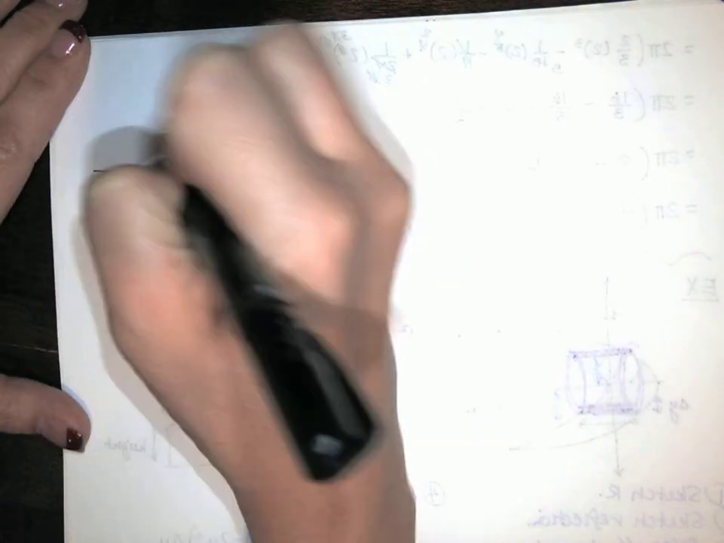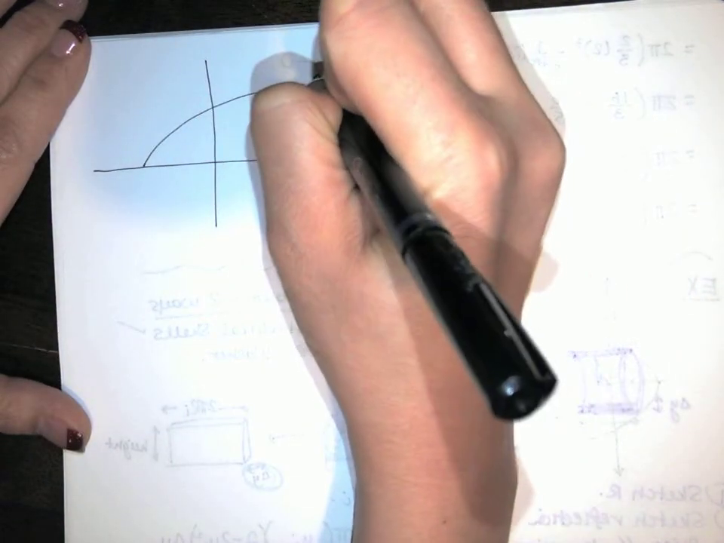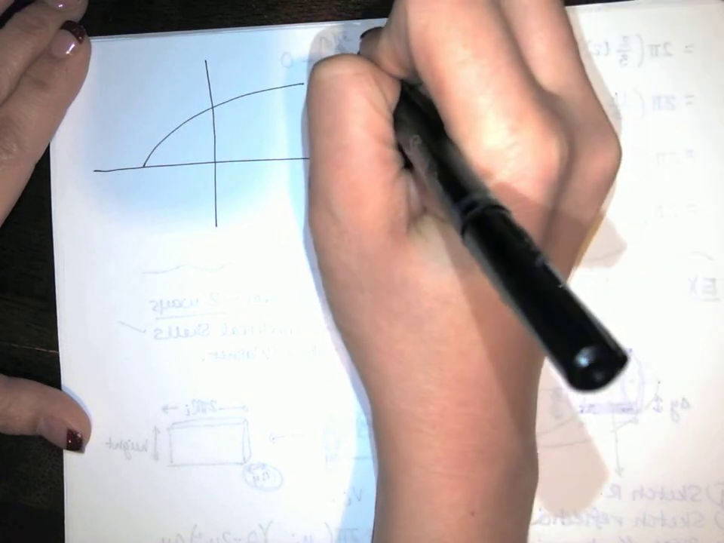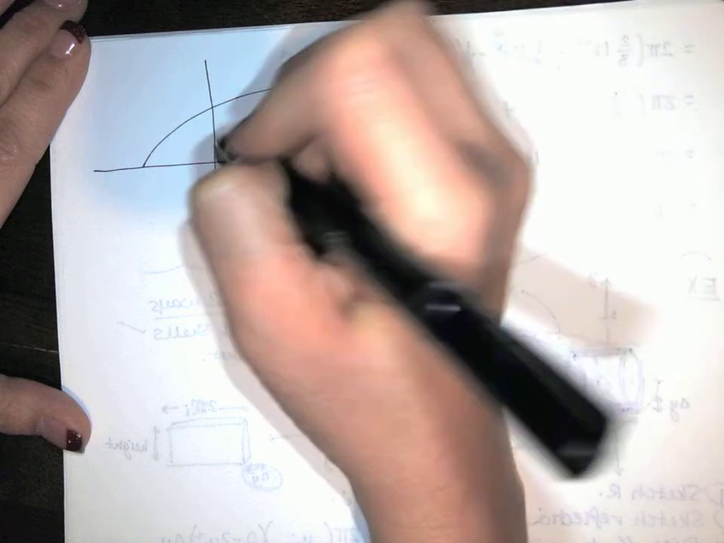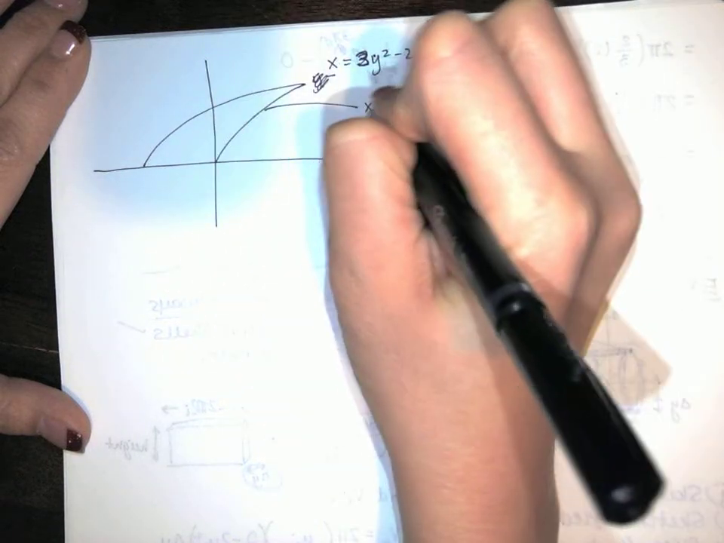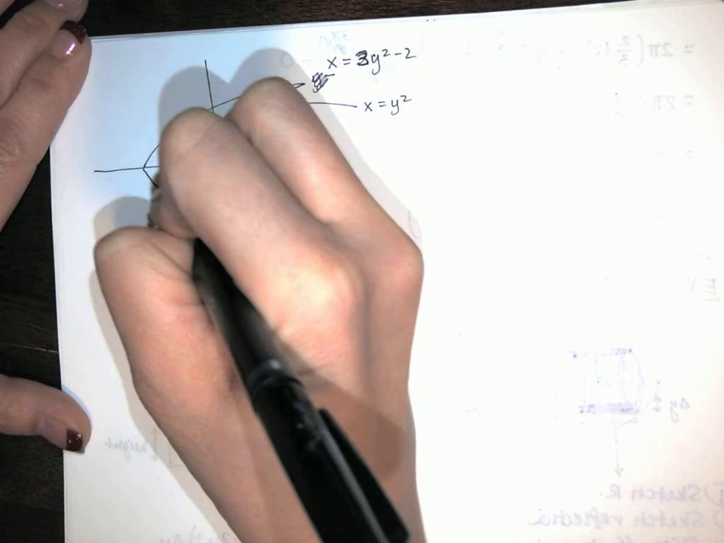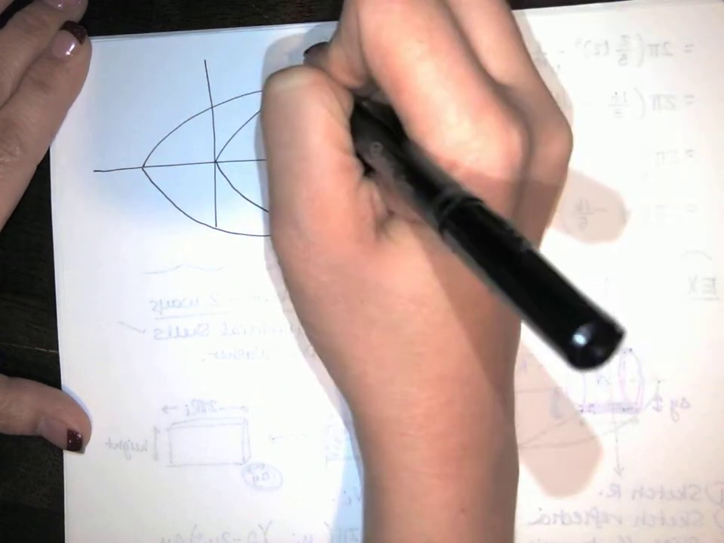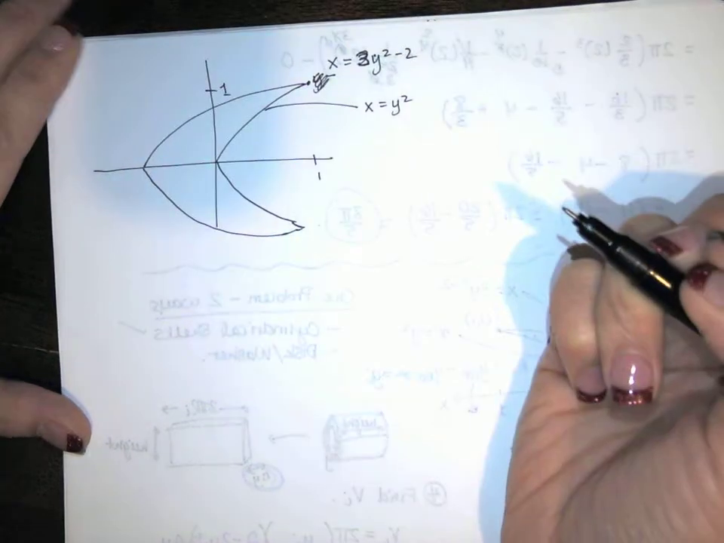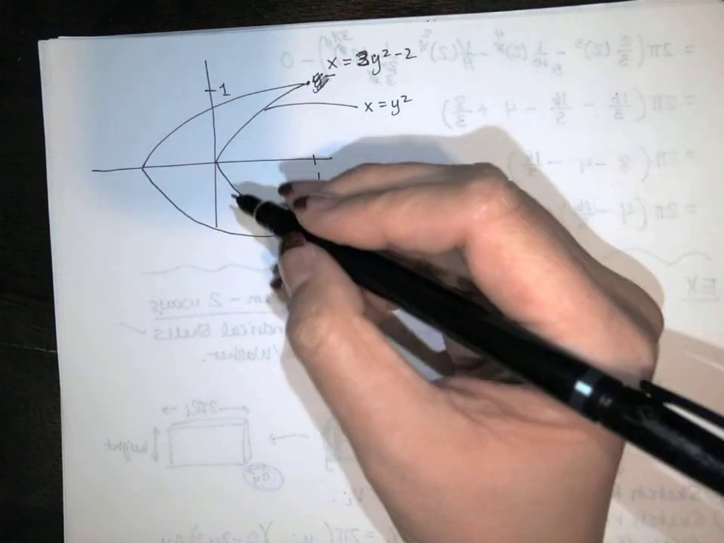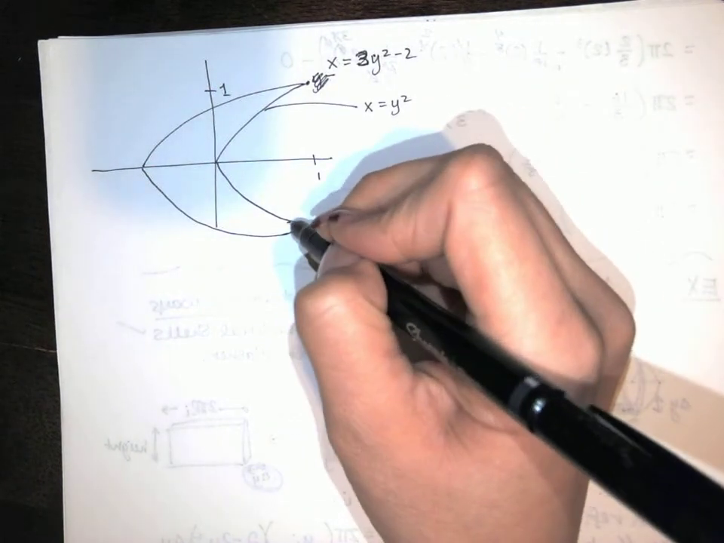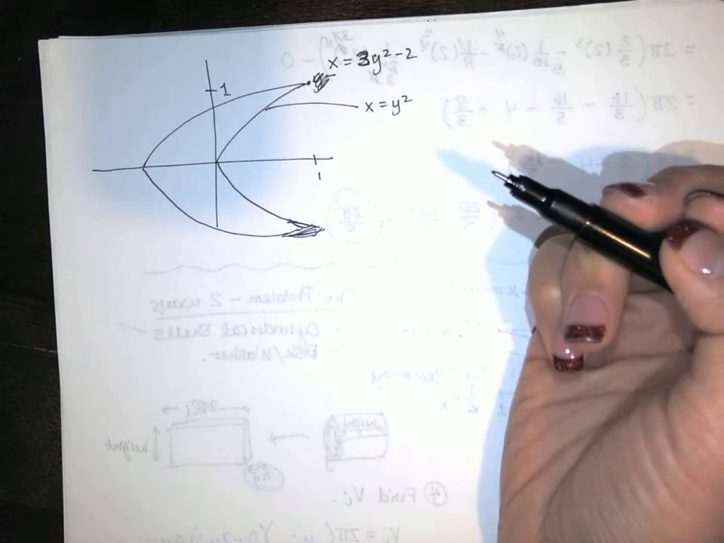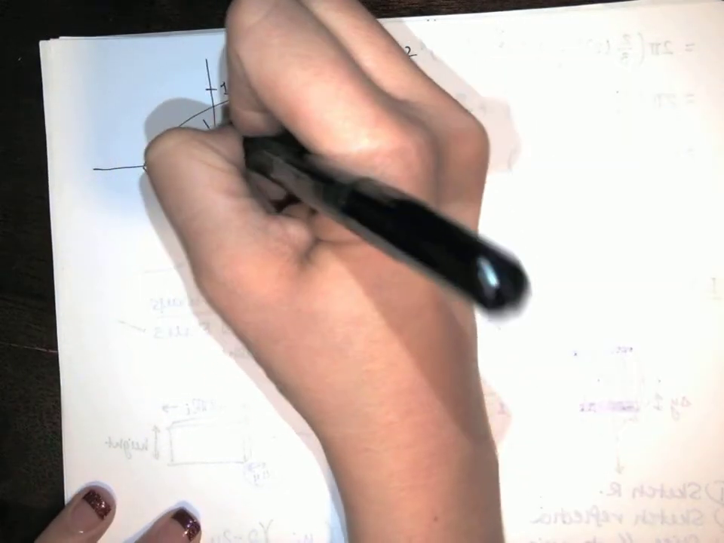So I still have x equals 3y squared minus 2, and x equals y squared right here. And we're still revolving it around the x-axis, so that hasn't changed. And I'm sorry for my bad graph. All right. So I sketch my region, I sketch my reflection, my poor reflection. Yeah, that's really bad. Okay, this was the original.